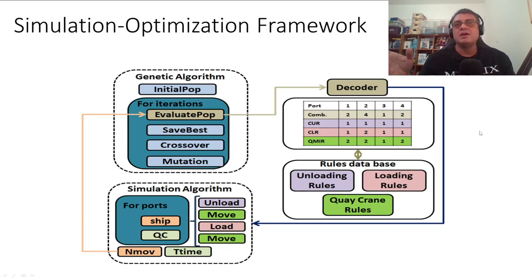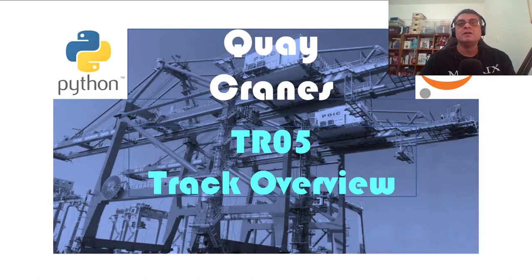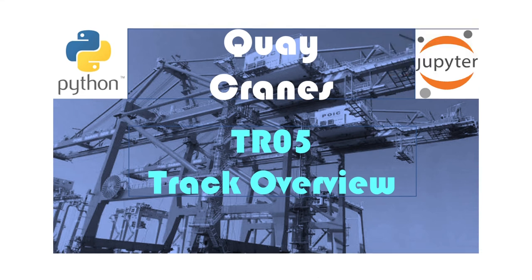So we can also see this in more detail. It's important to use during this process the decoder, which means we're gonna use an integer number, and this integer number will be translated in terms of, for example, unloading and loading rules or any other rules that we can include, since we can include, for example, quay cranes here. So we're gonna include quay cranes in the simulation. We're gonna include quay crane rules also. And we can include more equipment or more detail of your environment. So this is exactly what we're gonna do in this track number 5.